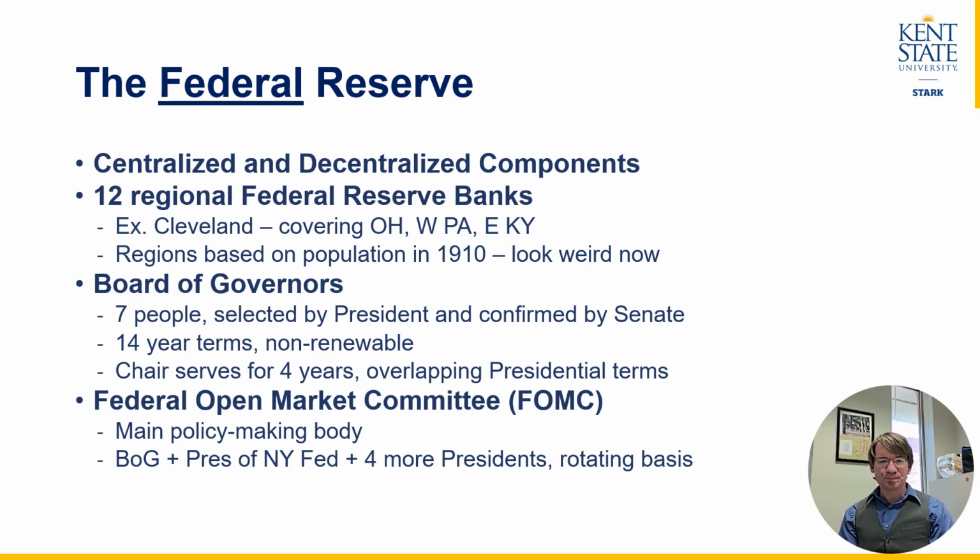president. There's also a body within the Federal Reserve called the Federal Open Market Committee. It combines elements of both the regional Federal Reserve banks and the Board of Governors. It's really the Federal Open Market Committee that is the main policy-making body inside the Federal Reserve. It's composed of the Board of Governors, so those 7 members, the president of the New York Federal Reserve Bank, because the New York Fed is the one that actually carries out the policy in practice, and then 4 more presidents from Federal Reserve banks that serve on a rotating basis.